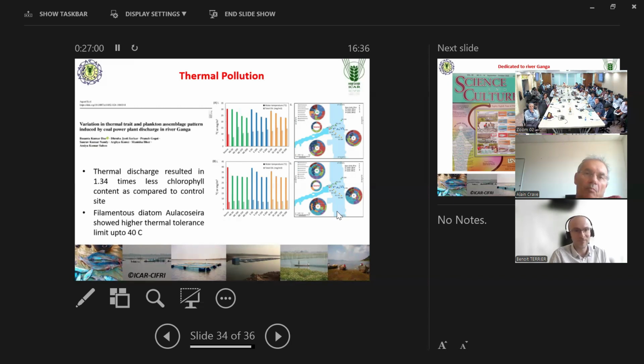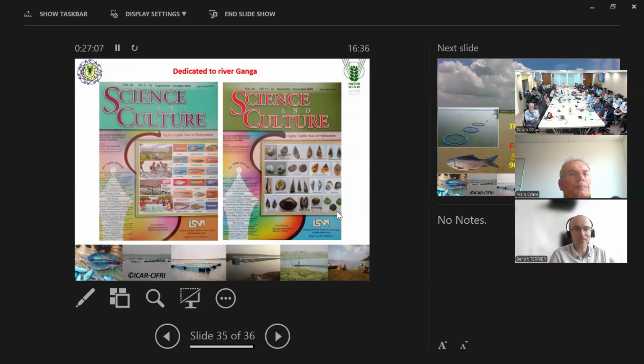So like this, the entire Ganga data we have dedicated two volumes, which have come from Science and Culture: volume 88, issue 9 was dedicated to the fish, and volume 11 to the benthic and the climate change, where we are the editor. So these are a few glimpses of how biodiversity is important for river health management, and particularly for the hydrology and geomorphological studies.